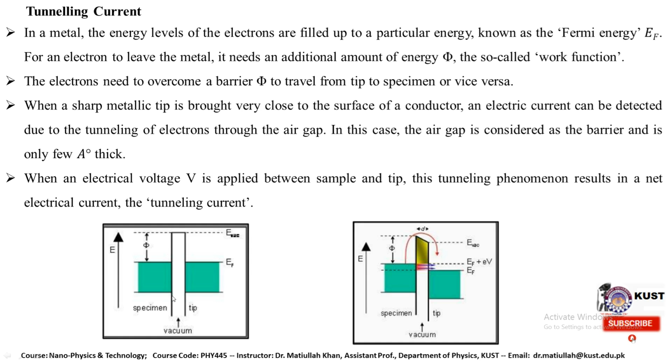This can be done. The electron could be moved with the help of an applied potential. Here in this case we can say that the vacuum is actually in between the sample and the tip, and this is the work function, and some voltage is applied. As a result, the electron tunnels from the tip to the sample, or from the sample to the tip, depending on the direction of the applied voltage.